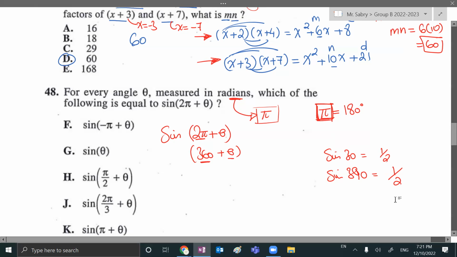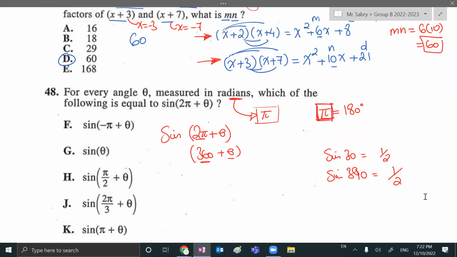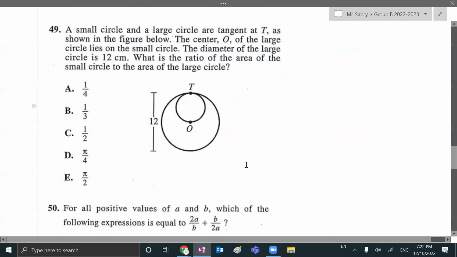Does this make sense, Aline? Does this answer your question, or did I not do that? Right. Now moving to the next one. I understand.